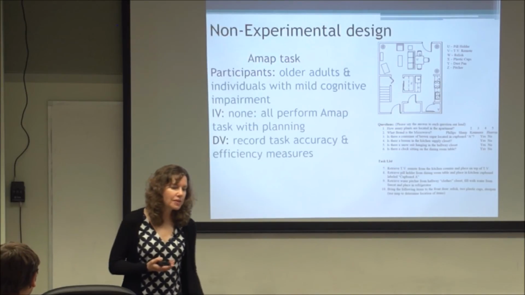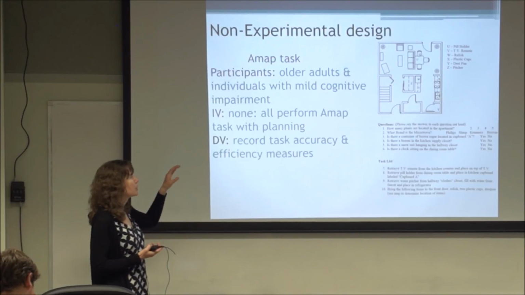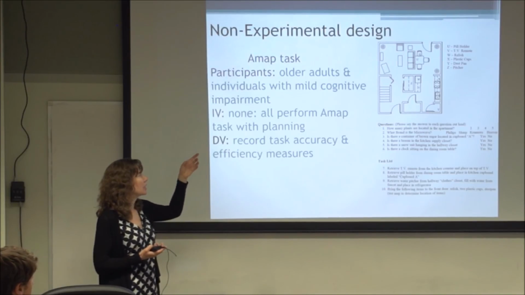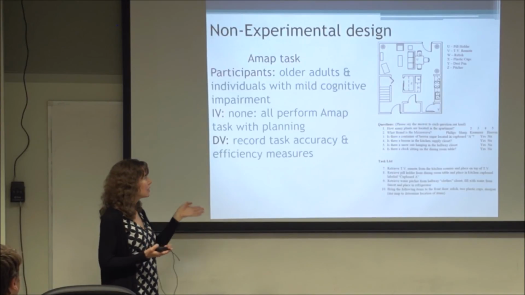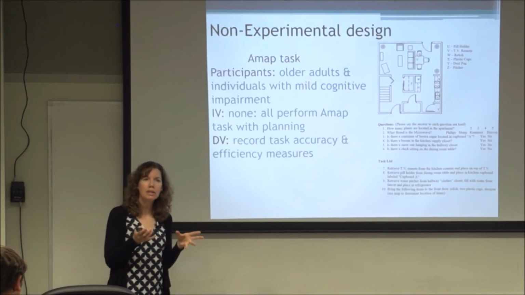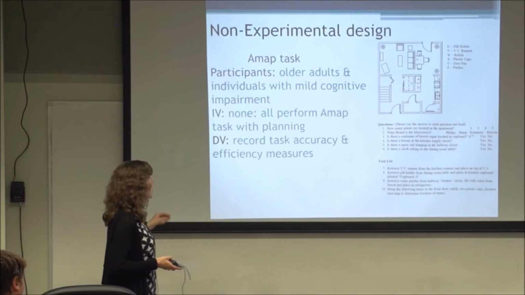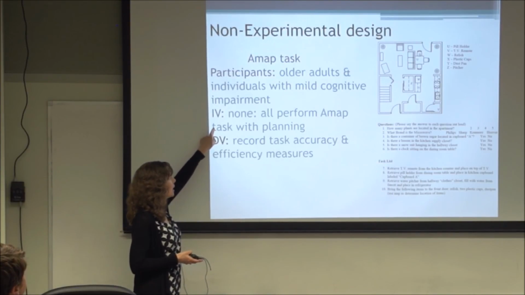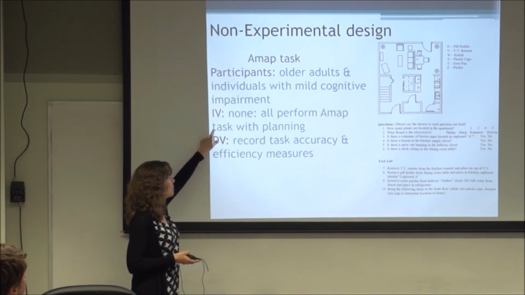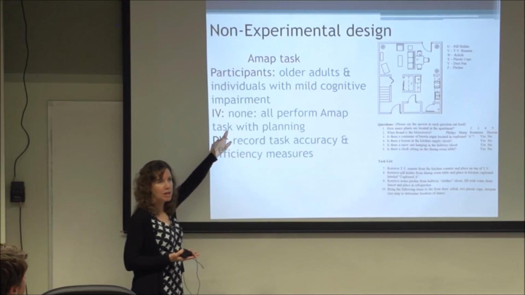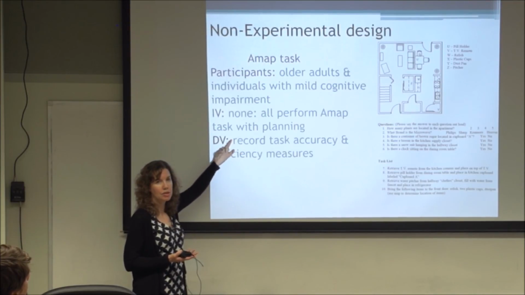Now, I could also do the same study in a non-experimental design where I'm looking at older adults and I'm also looking at individuals with mild cognitive impairment. So these are individuals who are having cognitive difficulties and may go on to progress to dementia. Here, I, again, can't assign participants randomly, but I also don't have any independent variable I'm manipulating. I'm going to put all my participants within a planning condition.